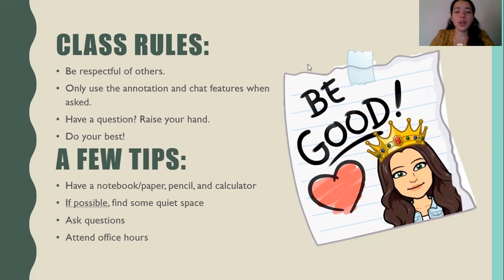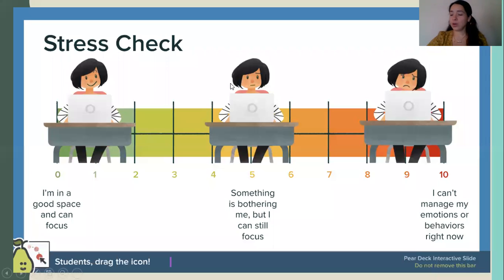As always, try to have a notebook and paper and a pencil with you, and if possible, a calculator, so that way we can actually try to solve some problems. I will admit today's lesson is a little bit challenging, but just try to follow along the best you can, okay? So how are you guys feeling between a 0 to a 10? Go ahead and type that into the chat box.